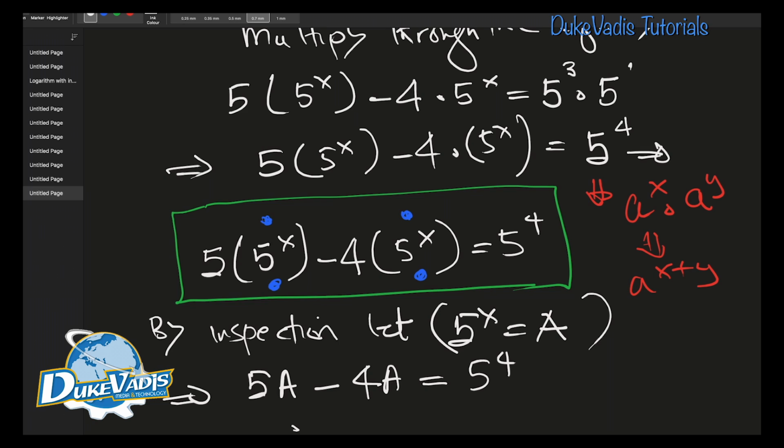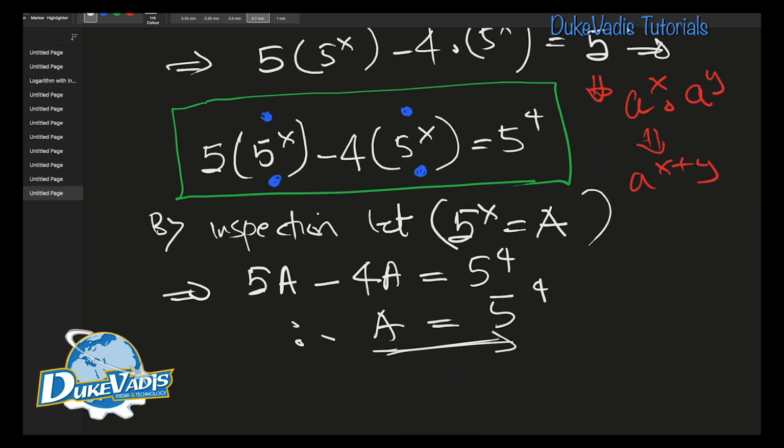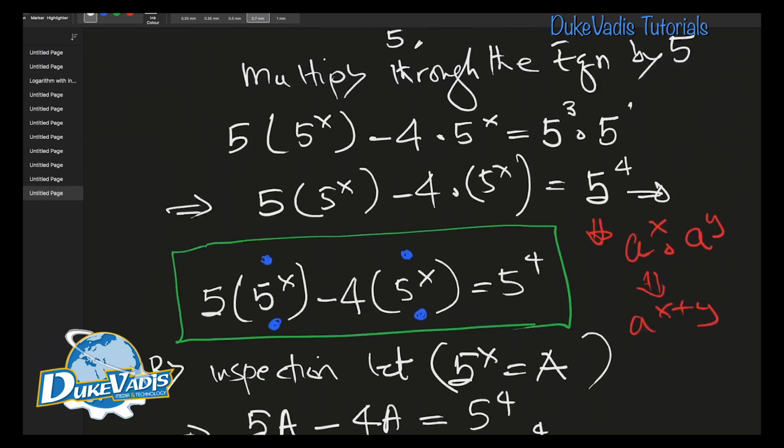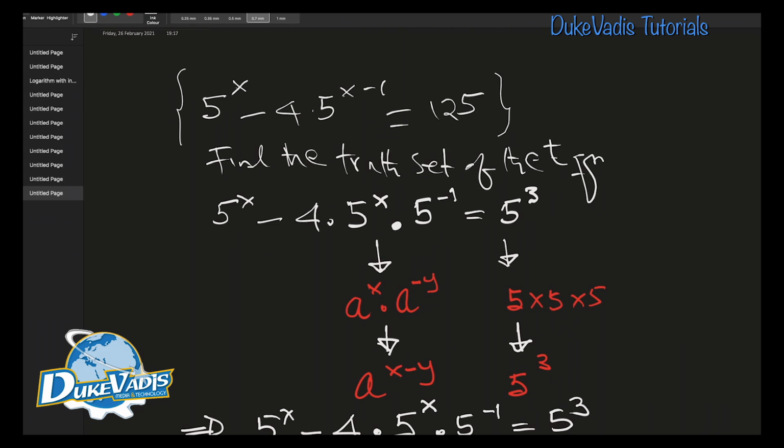Therefore, A is equal to 5 raised to the power 4. But this is not our answer. Why is it so that this 5 raised to the power 4 is not the final answer? Because bear in mind that the question asks us to find the truth set of the equation. When it says find the truth set of the equation, it means we are looking for the values of x that make the equation true.